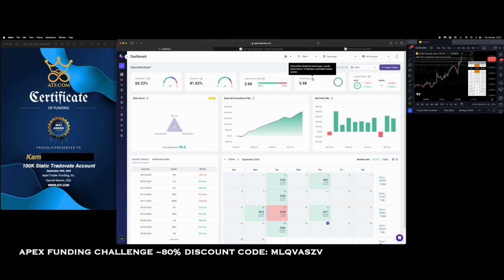Right? Once you have tracked your statistics either via back testing or via your live trades, and you know what your win rate is and you know what your average RR is, then you can determine whether you're a consistently profitable trader and you can start doing these funded account challenges.